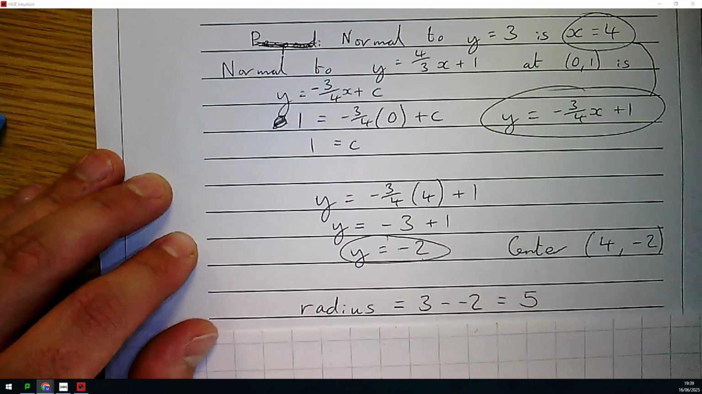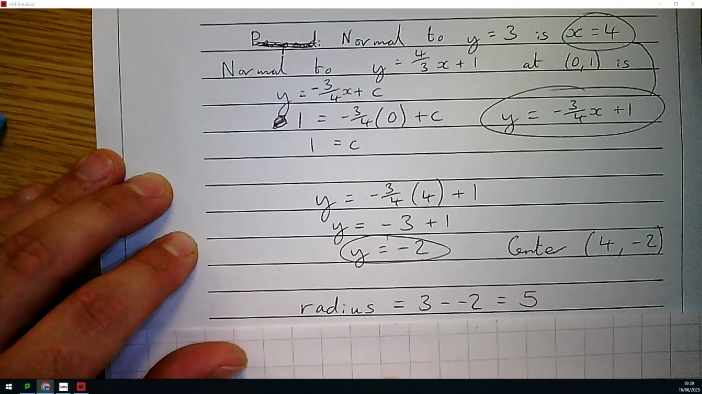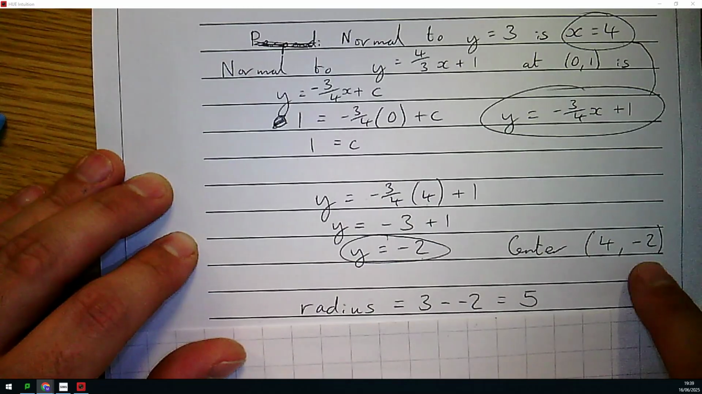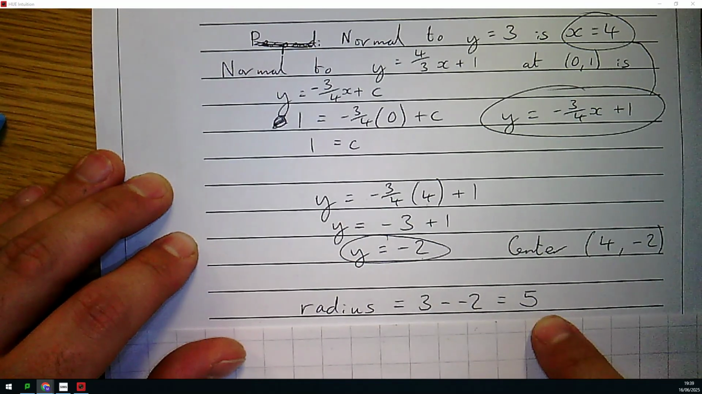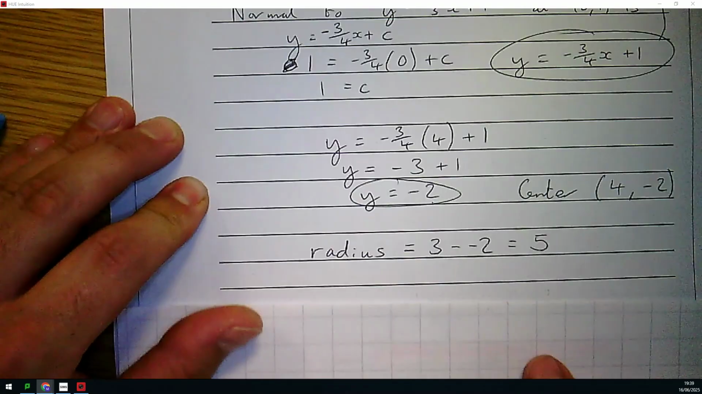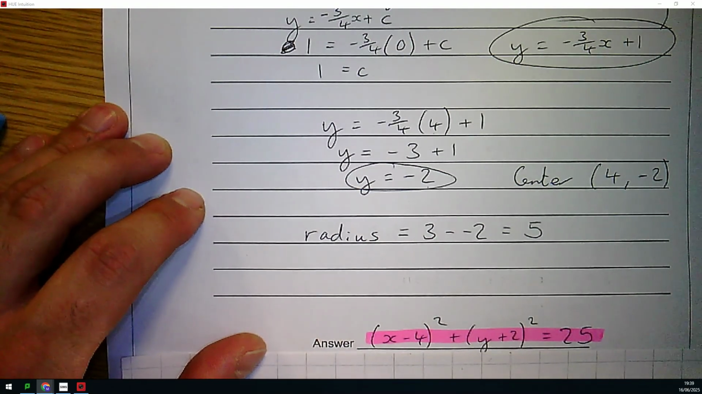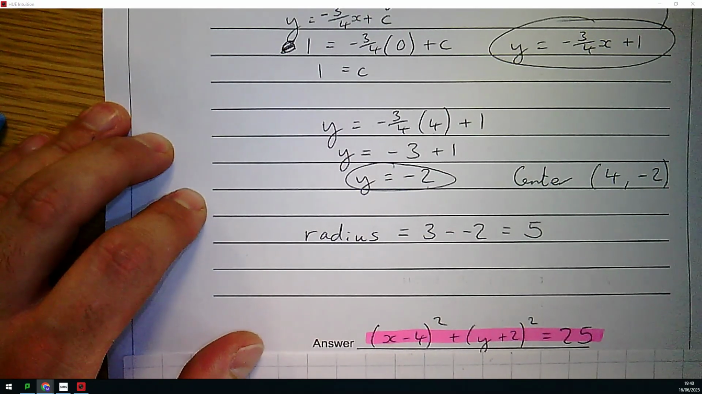And so our equation of the circle is (x minus the x-coordinate of the centre) squared plus (y minus the y-coordinate of the centre) squared equals the radius squared. And that is (x minus 4) squared plus (y plus 2) squared equals 25. A tough question, but we're done.